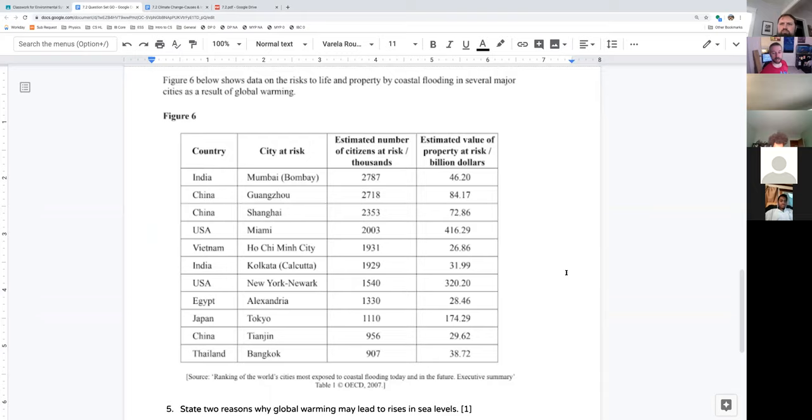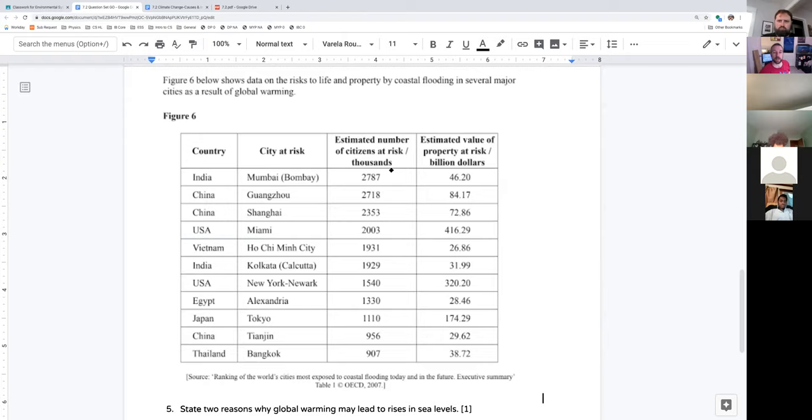Yep, thank you, Nadia. Surrounded by water or at a coast. Notice that Chicago isn't on here. Chicago is an enormous city. Notice that Mexico City isn't on here. Mexico City is an incredibly huge city, but it's not on a coastline.